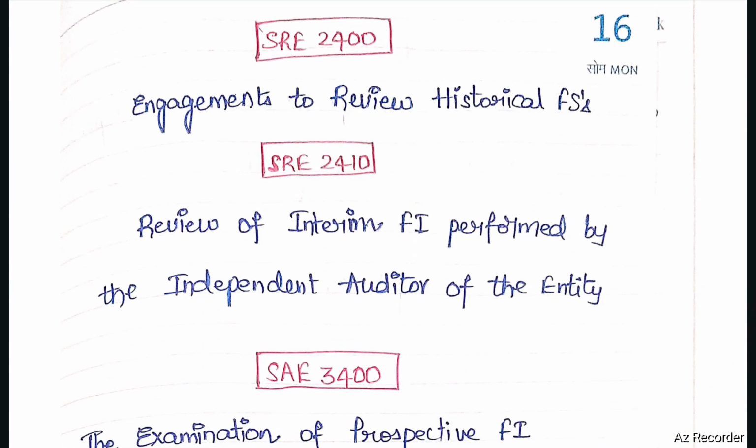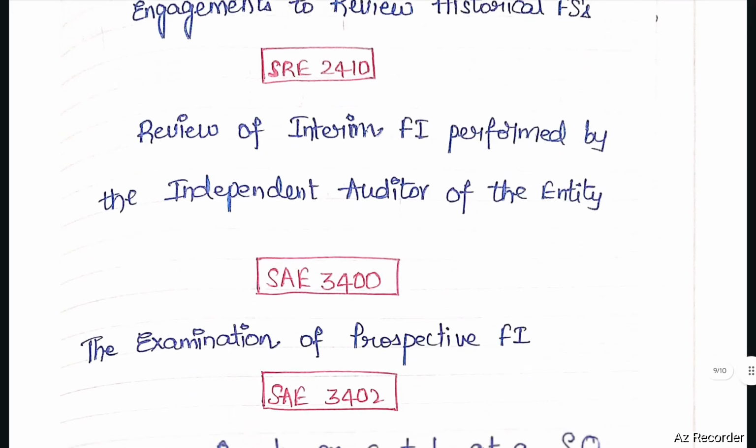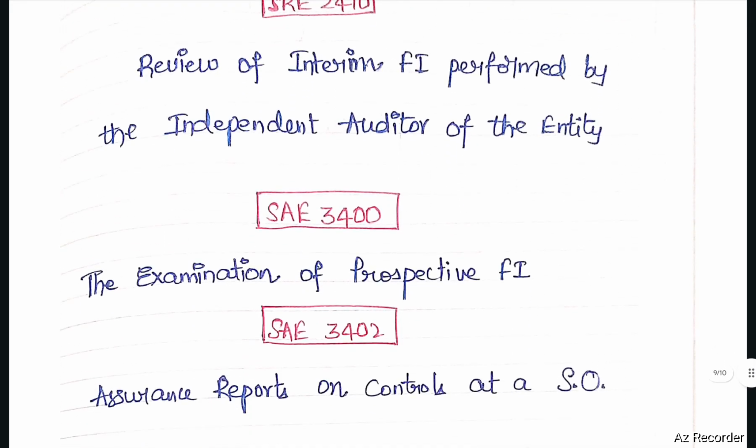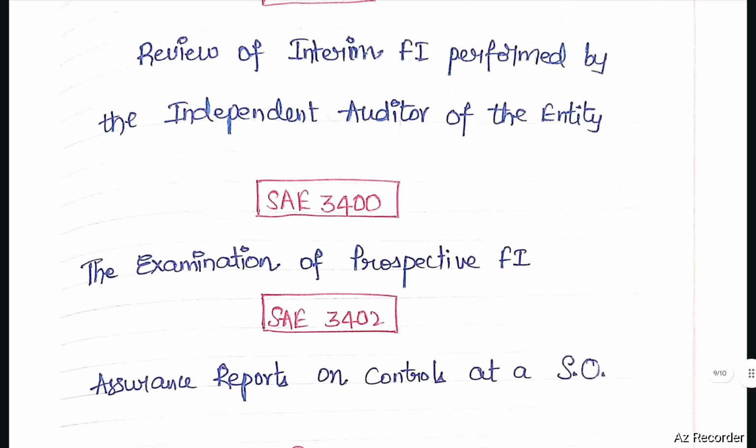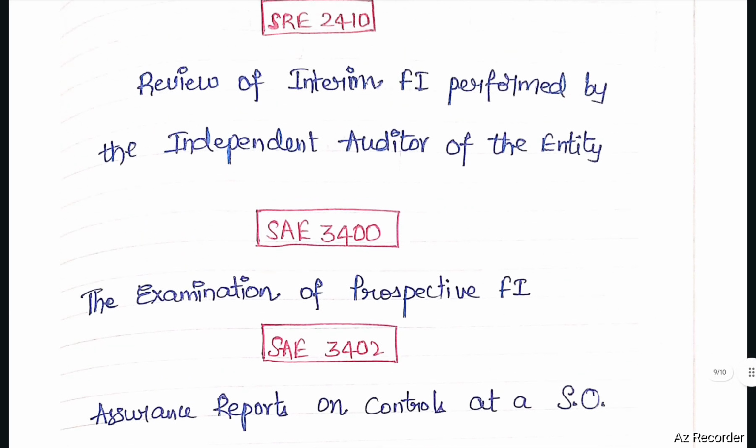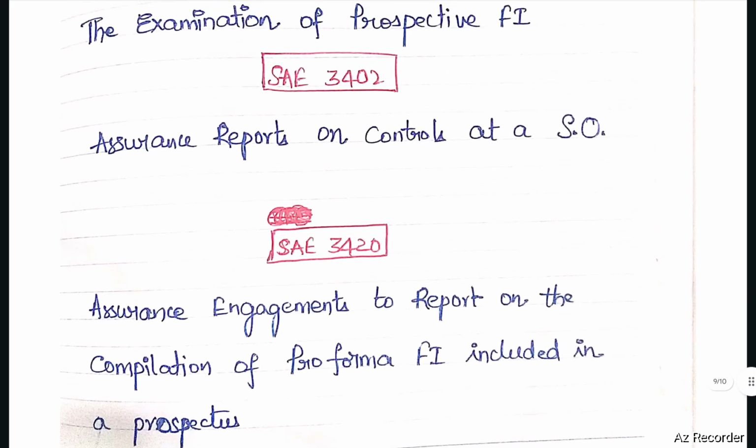SRE 2400, engagements to review historical financial statements. SRE 2410, review of interim financial information performed by the independent auditors of the entity. SAE 3400, the examination of prospective financial information. SAE 3402, assurance reports on controls at a service organization, SO. SAE 3420, assurance engagements to report on the compilation of pro forma financial information included in a prospectus.